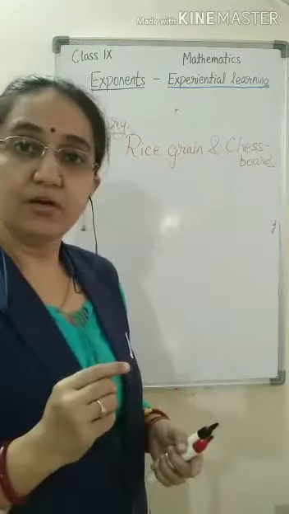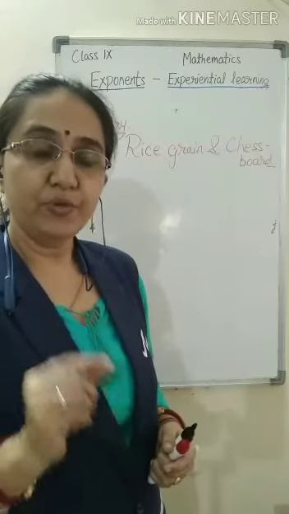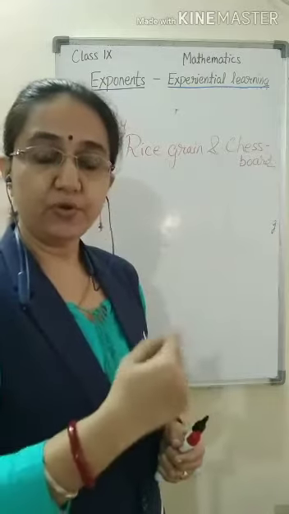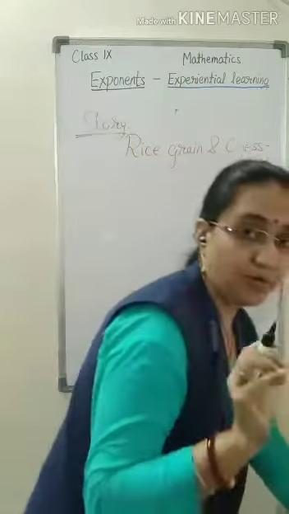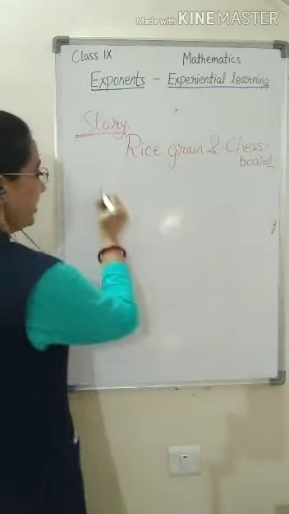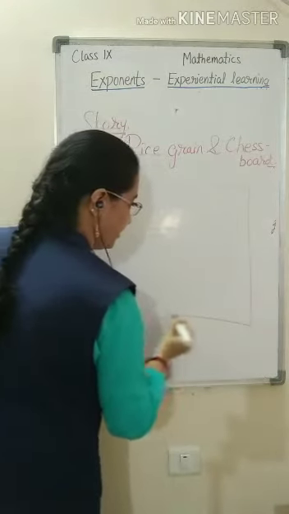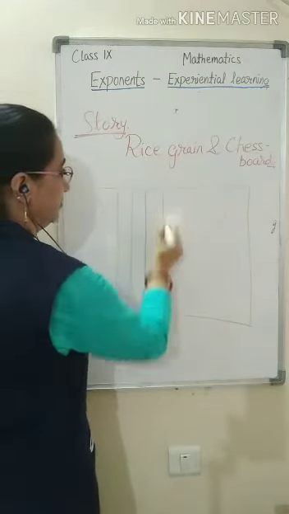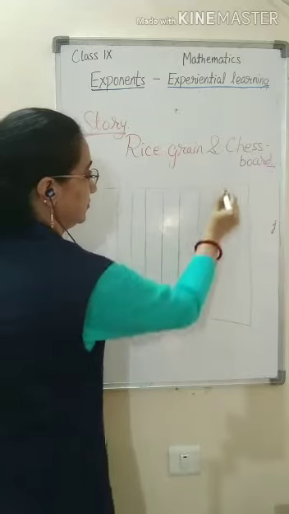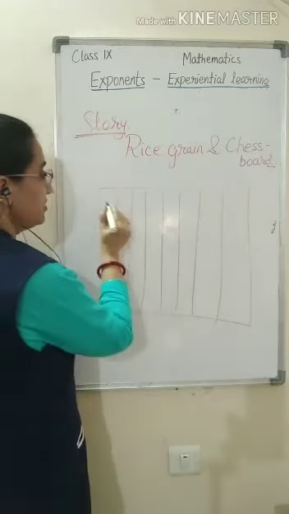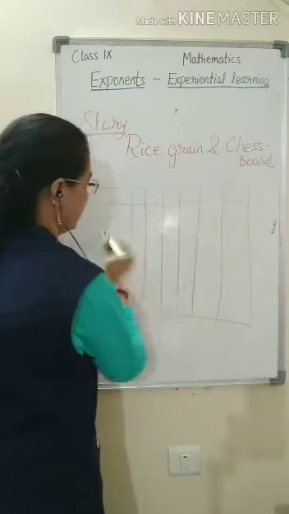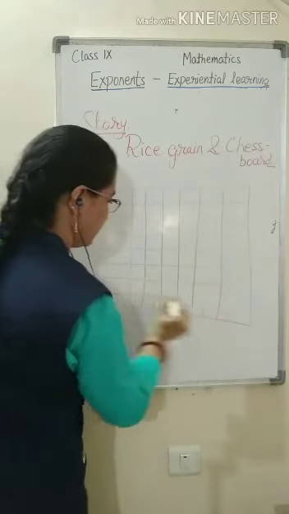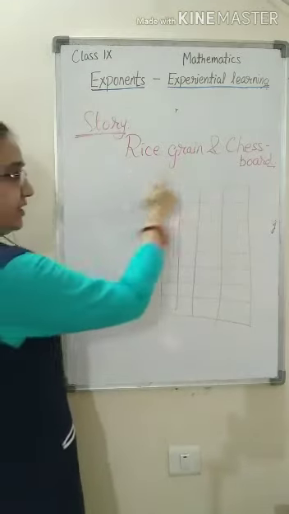The king, as usual, to motivate him, asked him, what reward would you like to have? The sage said that, I want you to give me grains of rice in a particular order that you have to follow. So now listen to this properly. As you must be knowing, a chess board consists of 8 rows and 8 columns.